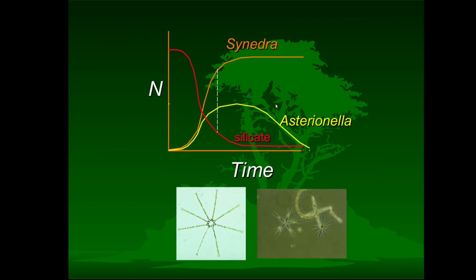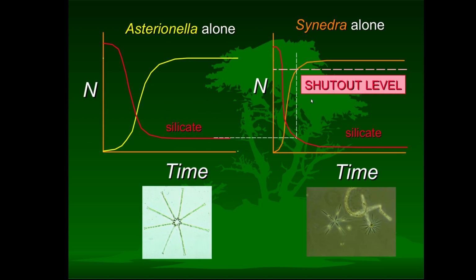When the two species are grown together on the same supply of silicate, the Synedra wins in competition because it can subsist on a level of silicate that is below what Asterionella can subsist on at its carrying capacity. So if the silicate drops to a level below the minimum that Asterionella can subsist on, then the Asterionella will drop from zero population growth to negative growth and eventually reach a population size of zero. It will be shut out.